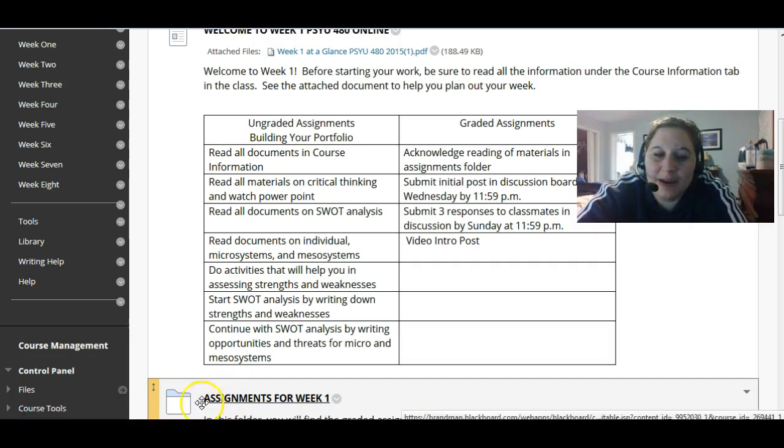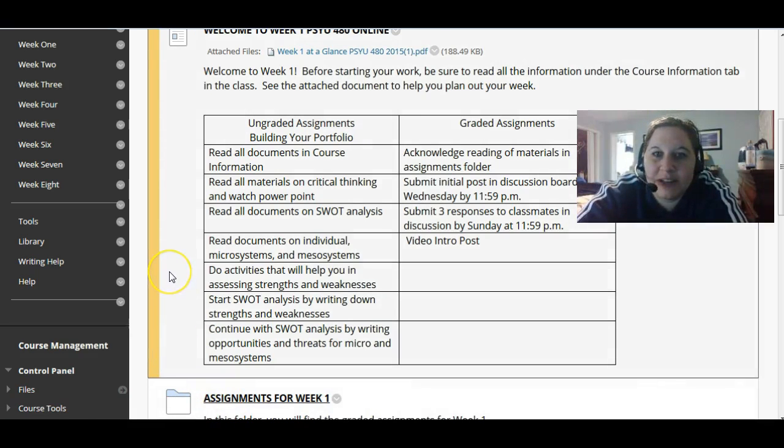I know it's a lot to think about in this class and what is expected, and this is how it's going to be each week. You're going to have these various assignments to work on and those graded assignments to the right. Remember that the assignments you're working on will build on additional assignments that are due in subsequent weeks. This week, what's graded is the acknowledgement, your discussion board, which needs your initial posting Wednesday by midnight, responses to 3 peers Sunday by midnight, and your video introduction post.